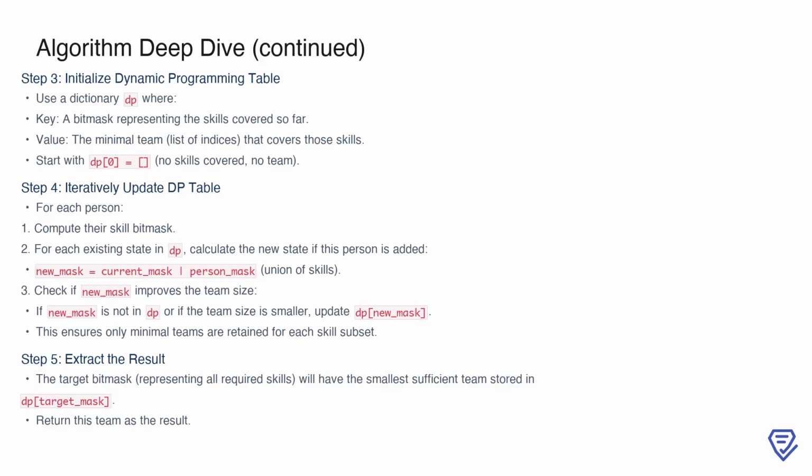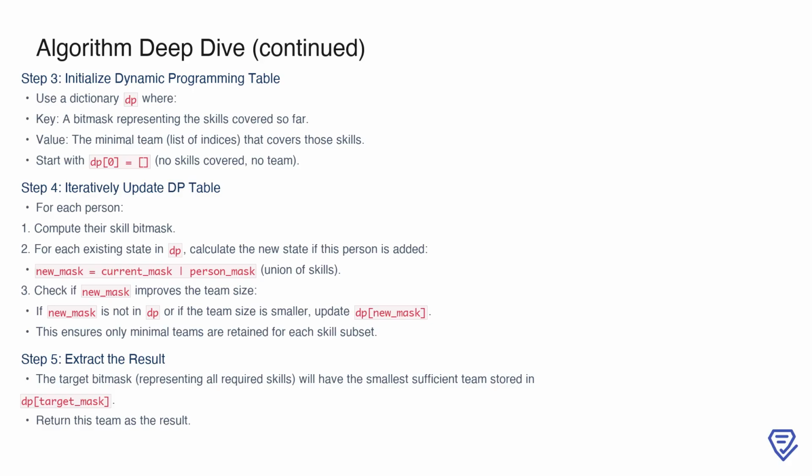Next, we iteratively update the DP table for each person. For a given person, we compute their skill bitmask, which represents the skills they possess. Then, for each existing state in the DP table, we calculate the new state if this person is added to the team. This is done by performing a bitwise OR operation between the current skill set and the person's skill set, resulting in a new bitmask. If this new bitmask either does not exist in the DP table or represents a smaller team than the current entry, we update the table to include this new state. By doing so, we ensure that only the minimal team for each skill subset is retained in the DP table.